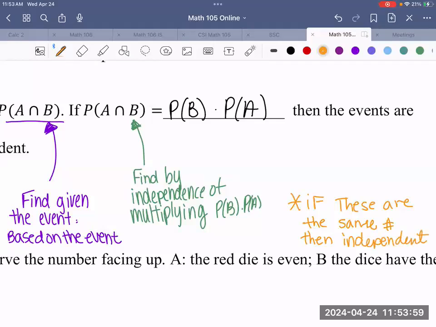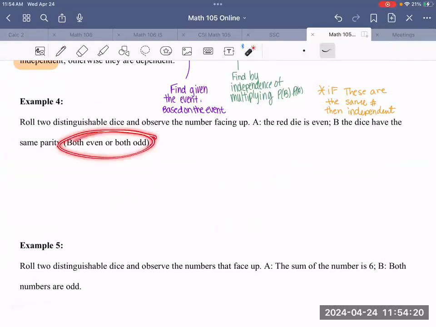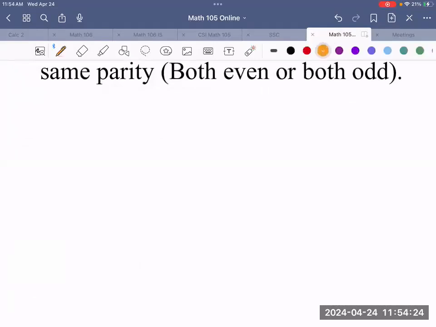Okay, so for example, rolling two distinguishable dice and observing the numbers facing up. So we've got two distinguishable dice, red and green. A is that the red die is even, and B is that the dice have the same parity. Same parity means either they're both even or both odd. So let's figure out, what is the probability of A, A being that red is even?